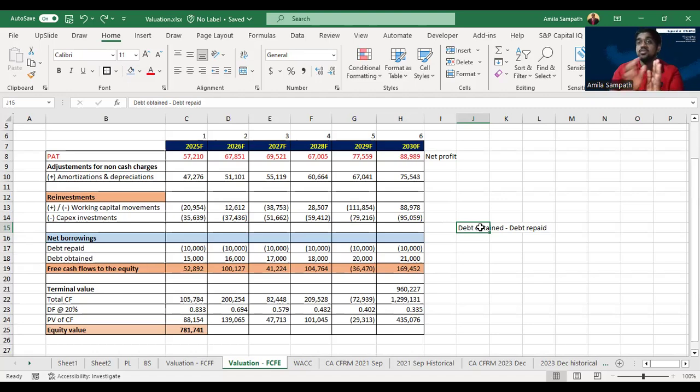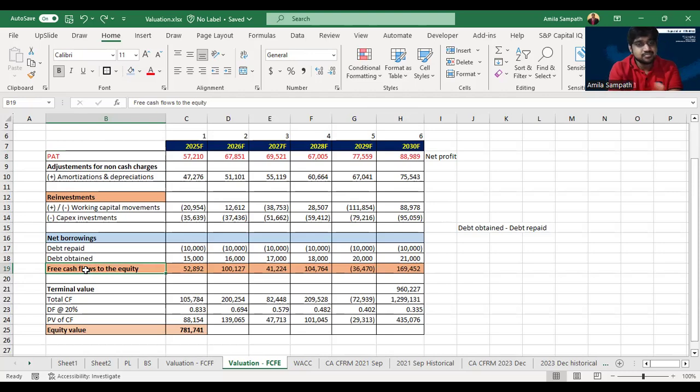That's the special adjustment when we calculate the free cash flow to the equity. We start from our profit after tax. Then we add back our non-cash charges, including amortization and depreciation expenses. Then we adjust reinvestments, working capital movements and the capex investment. In addition to the non-cash charges and reinvestment, we need to adjust net borrowings, that means add debt obtained and deduct debt repaid amounts. Then we can derive the free cash flow to the equity.